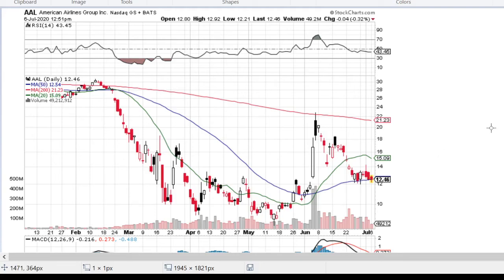Here at our channel we are looking for interesting buy opportunities for US based stocks. Today we will have a look at American Airlines Group traded at NASDAQ.